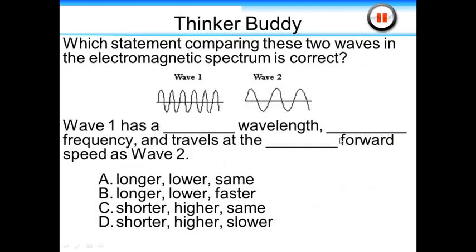So a Thinker Buddy question. Which statement comparing these two waves in the electromagnetic spectrum is correct? Wave 1 has a blank wavelength, blank frequency, and travels at the blank forward speed as wave 2. A, longer wavelength, lower frequency, same speed. B, longer wavelength, lower frequency, and faster speed. C, shorter wavelength, higher frequency, and same speed. Or D, shorter wavelength, higher frequency, and slower speed.